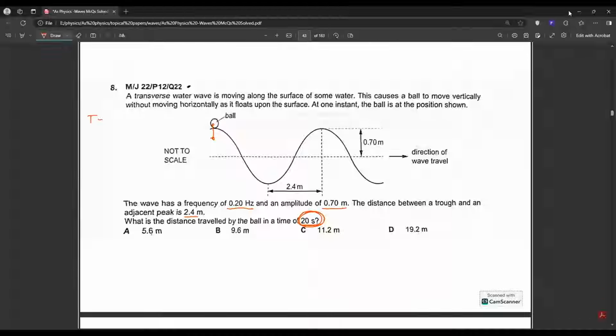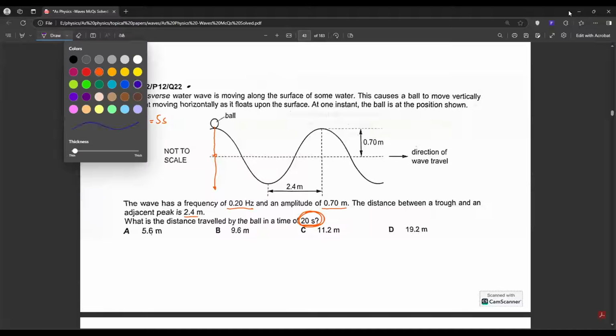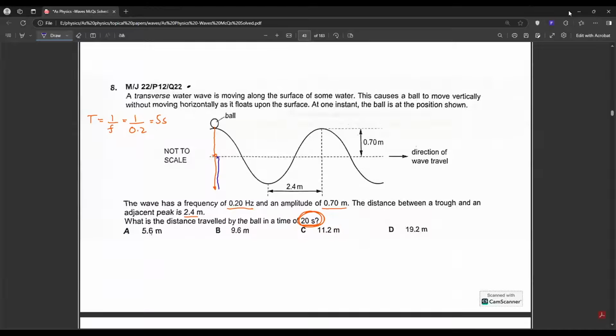We are given the frequency. Can we calculate the time period? 1 over f, 1 over 0.2. Your time period comes out to be 5 seconds. How will the ball move in 5 seconds? In 5 seconds, the ball will go to the mean position, then from the mean position to the minimum position, and then from the minimum position it will again come to the mean position, and then from the mean position again to the original position. This is the motion of the ball in 5 seconds.